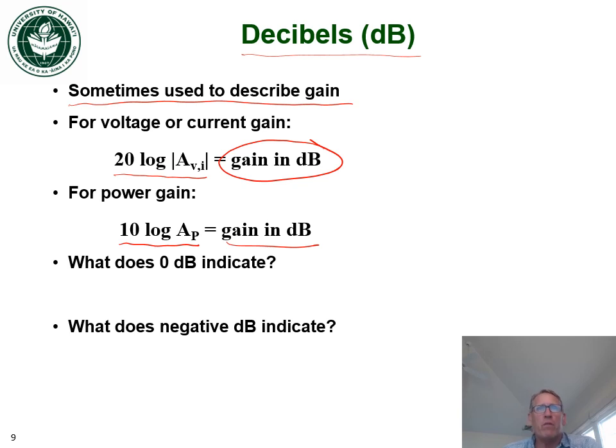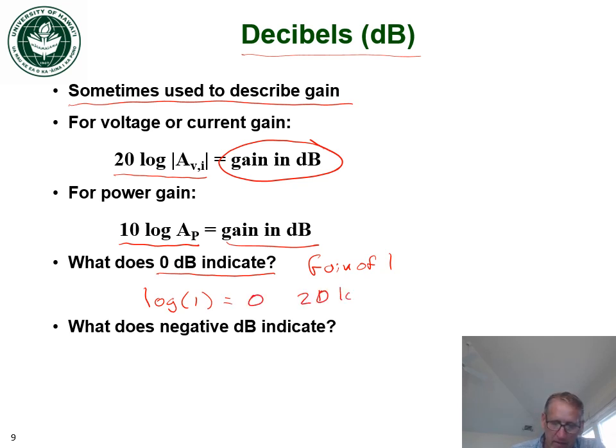Something that comes up frequently is this concept of 0 dB, and what does 0 dB indicate? Well, this indicates a gain of 1, and why is that? Well, because log of 1 is equal to 0, and therefore 20 log of 1 is also equal to 0. So if we have a gain of 1, that means 0 dB. So if you hear the amplifier has 0 dB of gain, that's just unity gain, or gain of 1.